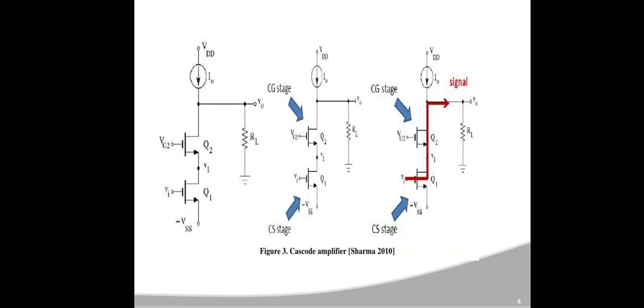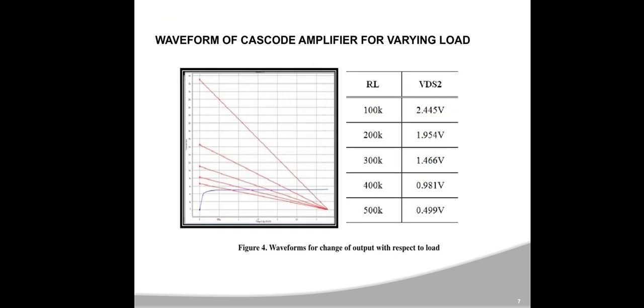These are the given cascade amplifier of two stages, common gate and common source, where the output is taken from the common gate transistor at the drain terminal, with load resistance RL, and the two transistors Q1 and Q2 are given. This shows the waveform of the cascade amplifier for varying load.